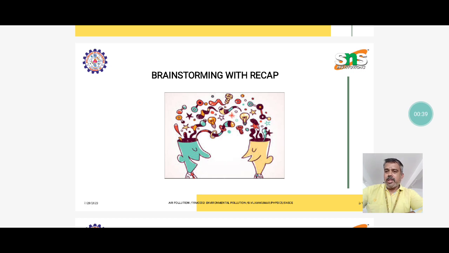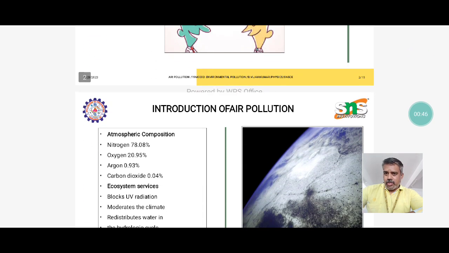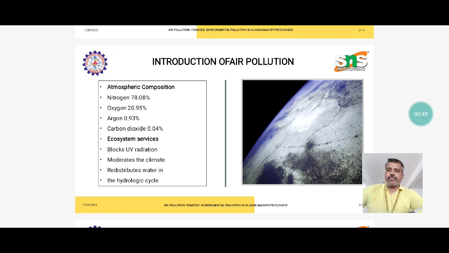So the brainstorming becomes the sharing of the knowledge we have discussed in the previous classes. So the introduction of air pollution: the atmospheric composition is a mixture of different gases. We know that nitrogen is 78%, oxygen is 20%, argon is 0.9, and carbon dioxide is 0.04. So nitrogen is the maximum and oxygen is the second. Then ecosystem services: block UV radiation, moderate the climate, redistribute water in the hydraulic cycle.